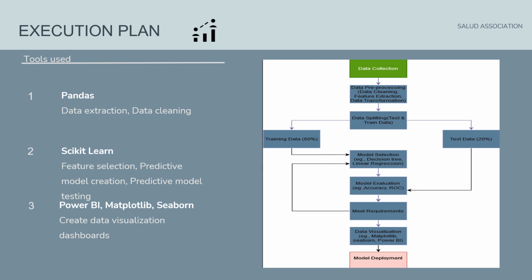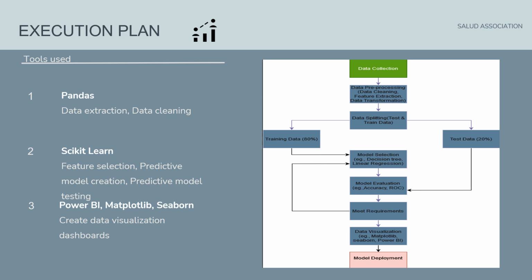And then we move on to model evaluation, where in this stage we assess the performance of the selected model using appropriate metrics. Common evaluation metrics include accuracy, precision, recall, F1 score, confusion matrix, and also ROC. Depending on the problem type, we specify which algorithm is to be used, either classification or regression.